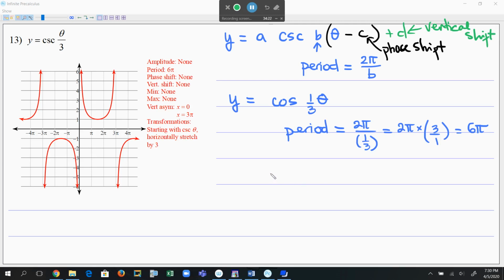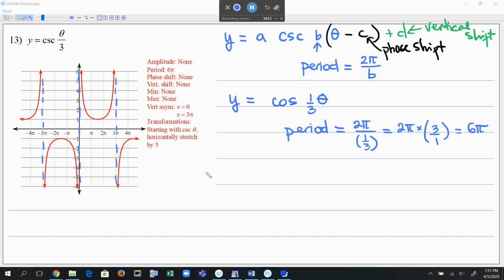And again, for the vertical asymptote, by looking at the graph, we can all see that the vertical asymptote is x equals 0, x equals 3 pi on the right side. If you look at the left side, it would be x equals -3 pi. Now, where do they come from?